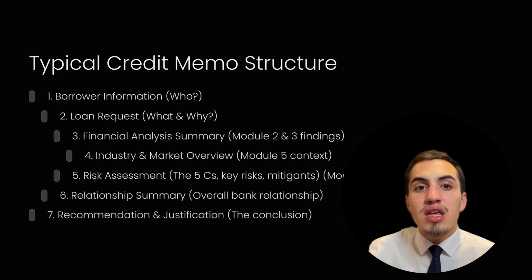An industry and market overview provides the external context from module 5's research. The risk assessment section explicitly discusses the 5 C's, highlights key risks, and notes any mitigating factors, drawing directly from module 4. Often there's a summary of the overall banking relationship, and finally, the crucial recommendation section, which must be clearly justified by the preceding analysis.